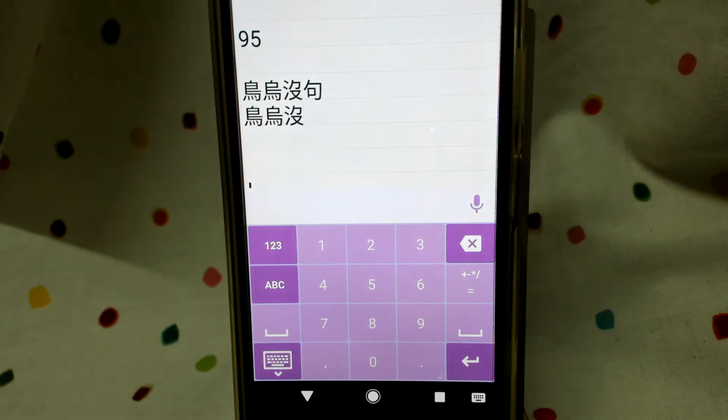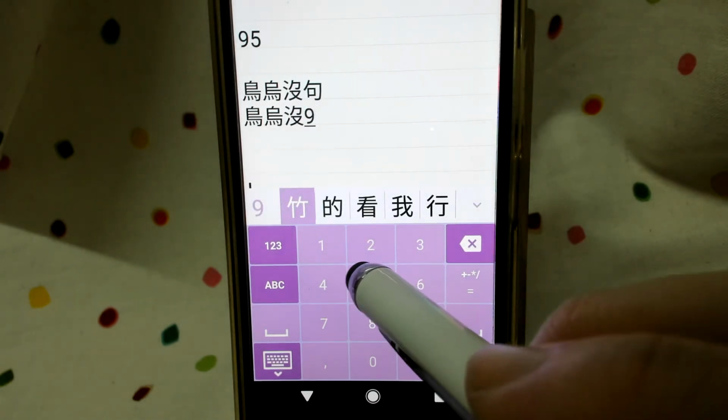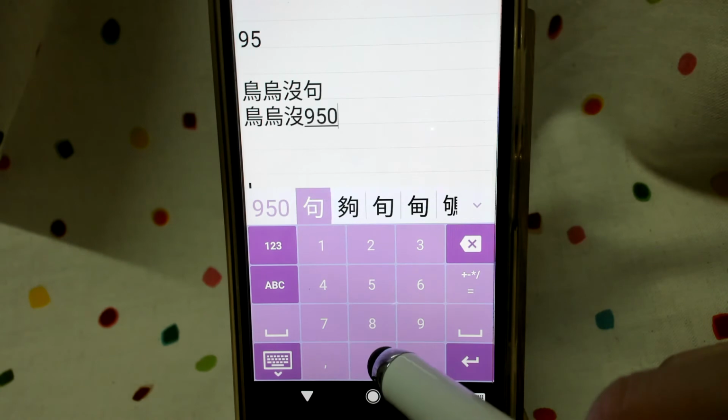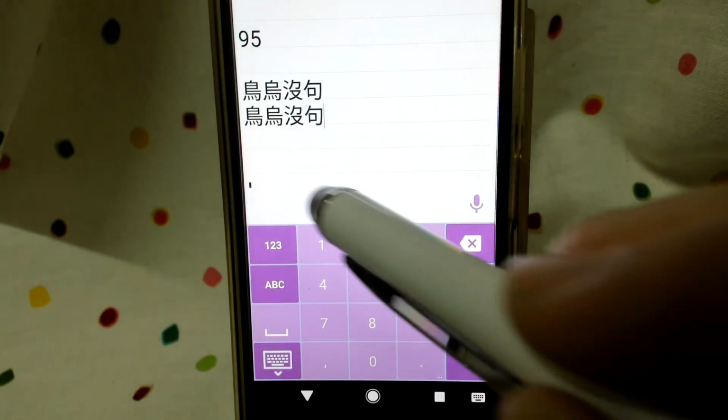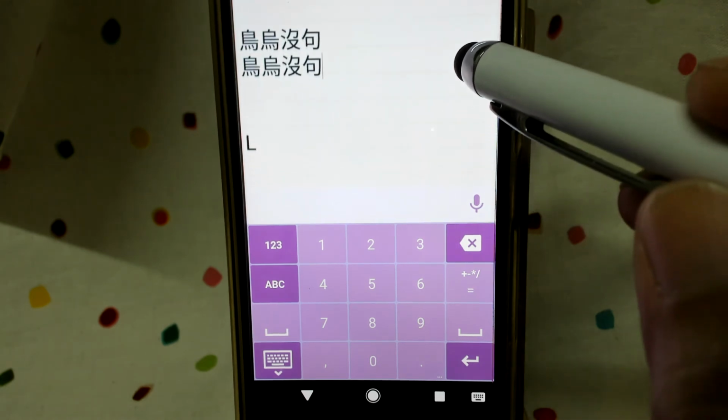Continue. 句, 2 radicals. First one 9-5, 9 slash, 5 clockwise curve. In the middle we have mouth, which is 0 here. Okay, that's all for 9-5.